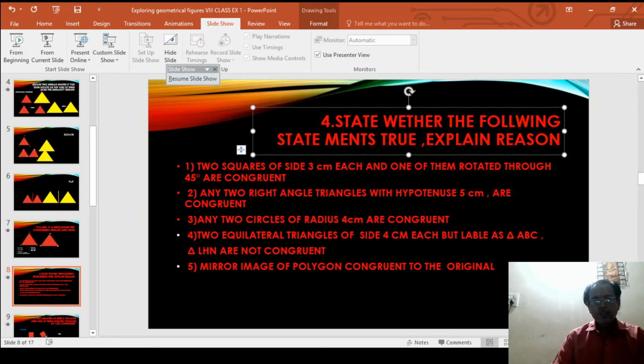Fourth question. Two equilateral triangles of side 4 cm each but labeled as triangle ABC, triangle LHN are not congruent. They are given two equilateral triangles of each side 4 cm, one is ABC and the other is LHN. They are not congruent. Is it true or false? Let us see. Mirror image of a polygon is congruent to the original. Okay, this statement, whether it is true or false, let us see one by one.